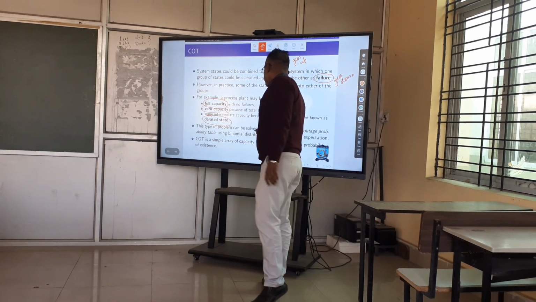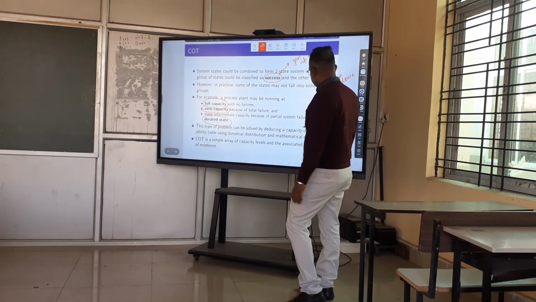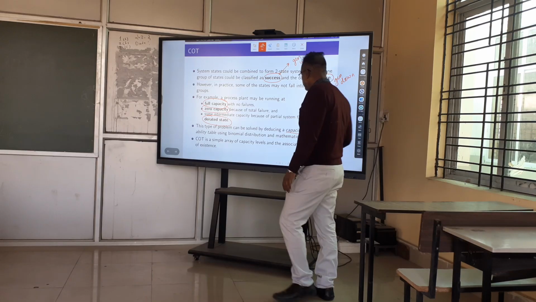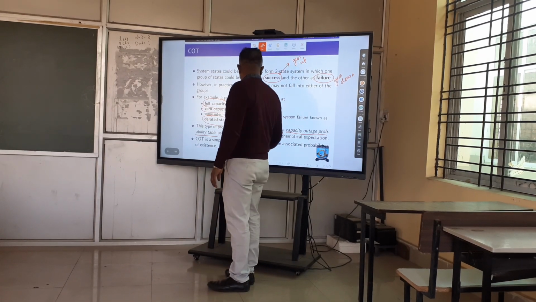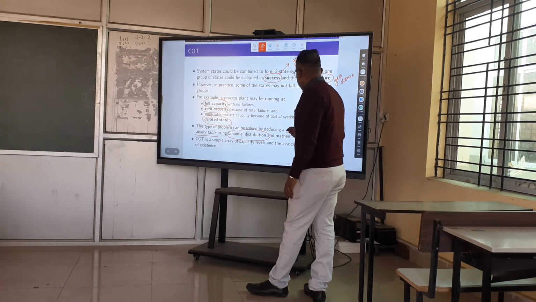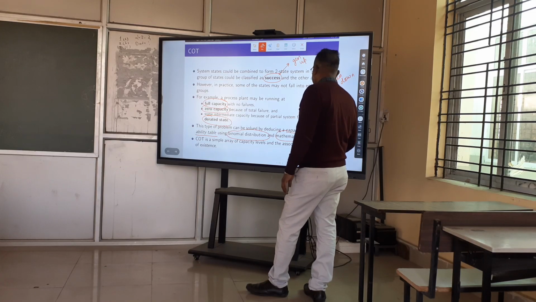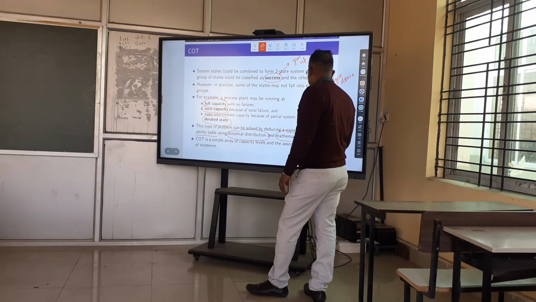So this type of problem may be solved by the capacity outage probability table. The capacity outage table is also known as the capacity outage probability table, which is developed using binomial distribution and mathematical expectation. COT is a simple array of capacity levels and the associated probabilities.